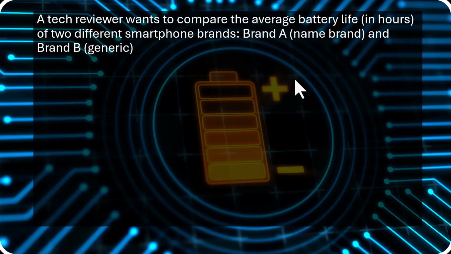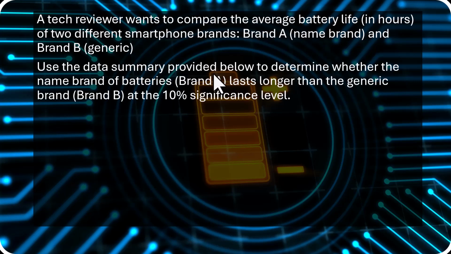Let's begin. A tech reviewer wants to compare the average battery life in hours of two different smartphone brands, brand A, which is a name brand, and brand B, which is generic. Use the data summary provided below to determine whether the name brand of batteries, brand A, lasts longer than the generic brand, brand B, at the 10% significance level.